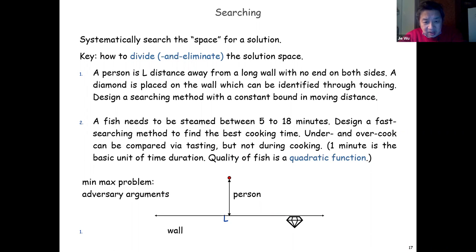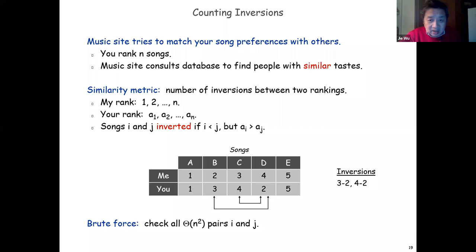Maybe we can skip this one first, because I don't want to spend too much time. We want to review the other material. The other material is this one, the inversion, right? Now you can see that this is how we do this.